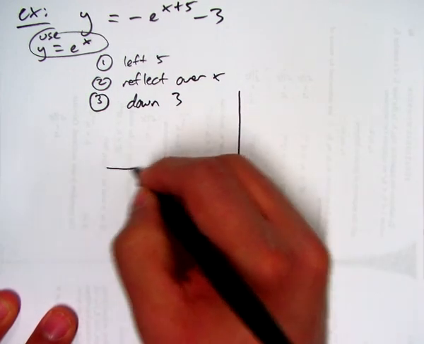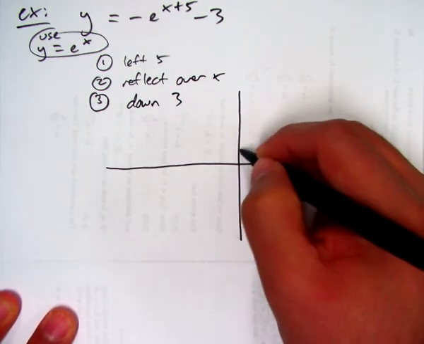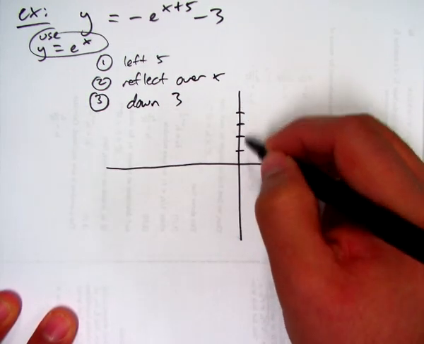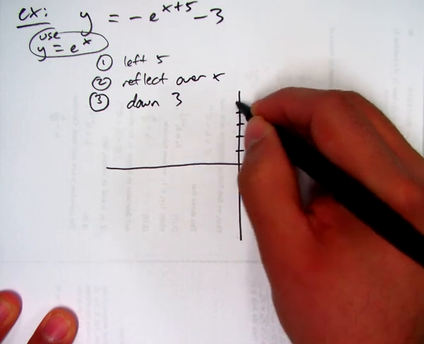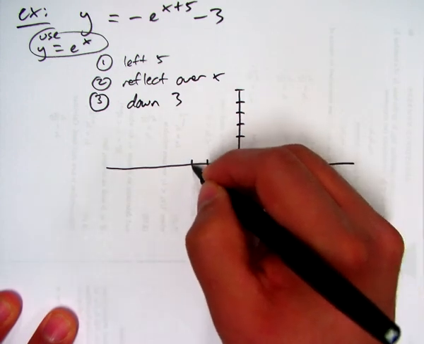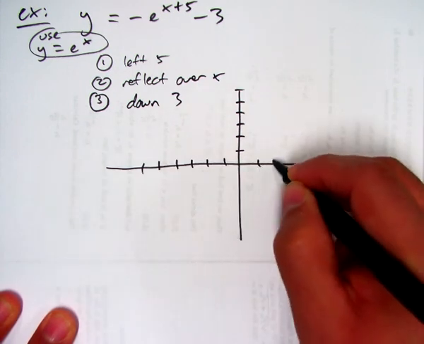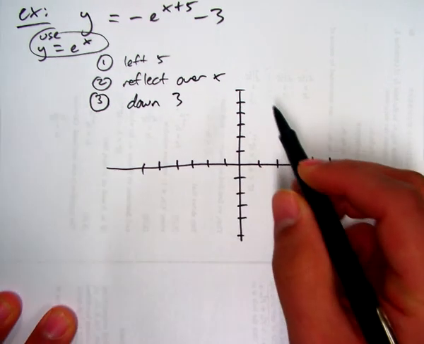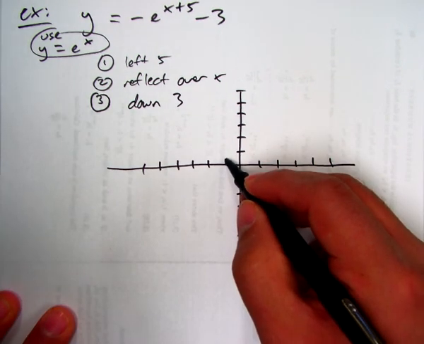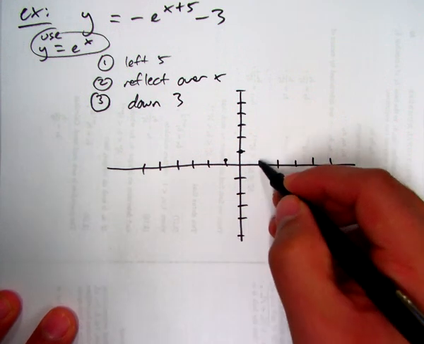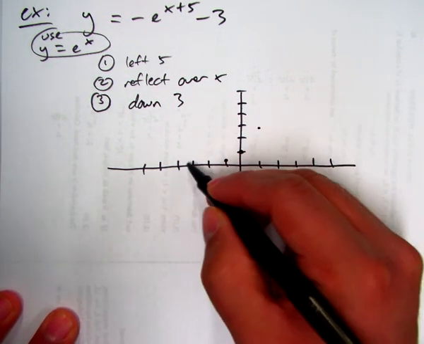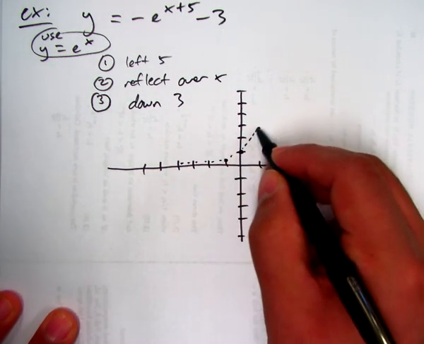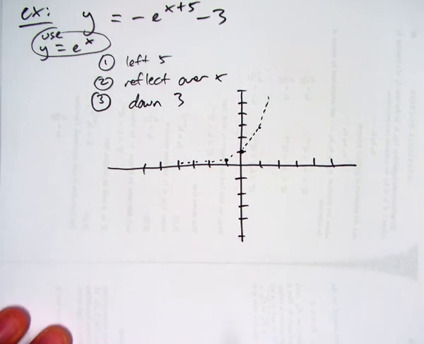I'm going to start with the parent function, e to the x, 1, 2, 3, 4, 5, 6. So e to the x, again, is something like this. So here's the original. Now we're going to follow these steps.